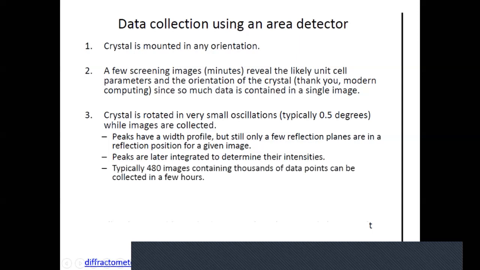Now, the number of images collected depends on the type of crystal and how it diffracts, but it could go anywhere from 500 images, which contain thousands of data points, and I've had some where I've done like 2,000 images that contain maybe 50,000 reflection points. So with area detectors, you can obtain a lot more data than with the older detectors.